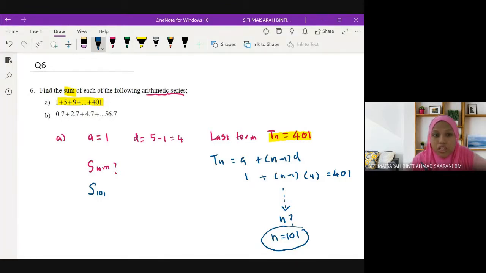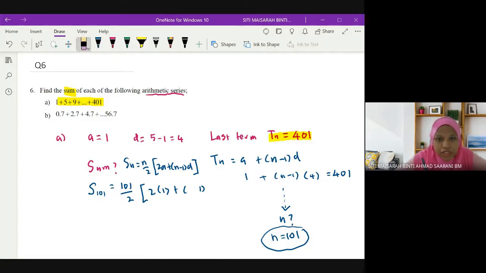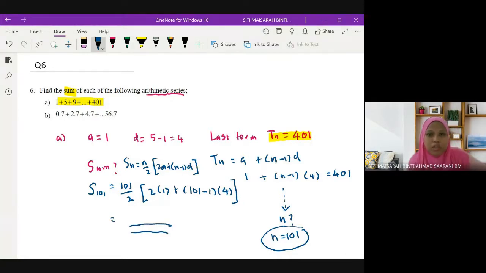N dia adalah 101. So formula untuk Sn is n over 2, 2a plus n minus 1 d. Okay. Then 101 divide by 2, 2 multiplied by 1 plus 101 minus 1 multiply by 4. Then awak kira lah finally dapat berapa. So untuk question B pun sama macam tu juga. Pattern dia sama. Okay, B tu untuk awak cuba. Okay. Siapa tanya tadi?